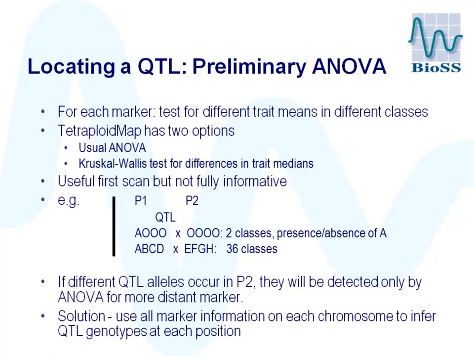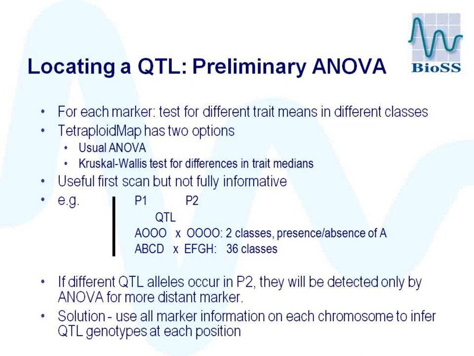So TetraploidMap has got two options for doing that. You can either do the regular analysis of variance, or there's a Kruskal-Wallis test, which is a non-parametric analysis of variance, which is perhaps more valid if your data isn't strictly normally distributed. So the analysis of variance option of TetraploidMap will do both of those for you. This is a useful first scan.